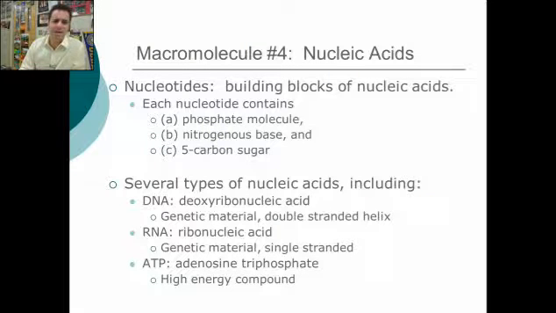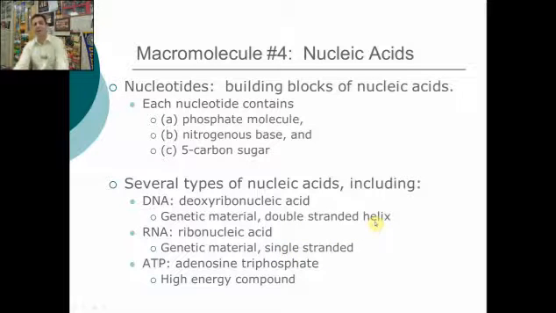Fourth macromolecule, nucleic acids. They're each built by a phosphate group, a nitrogenous base, meaning it incorporates nitrogen, and a 5-carbon sugar called ribose or deoxyribose. So DNA is deoxyribonucleic acid. Not important that you memorize the name, but this is your main genetic material in all your cells. There's also RNA, ribonucleic acid, just a different sugar. Genetic material, of course, also the same, but it's typically found single-stranded, whereas DNA is double-stranded.